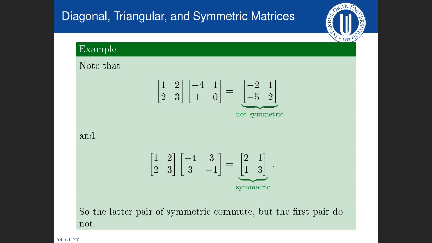The theorem tells us that this latter pair, that's this matrix and this matrix, they commute. But the first pair, [1, 2; 2, 3] and [-4, 1; 1, 0], do not commute because their product is not symmetric.